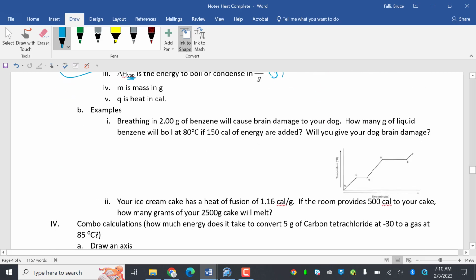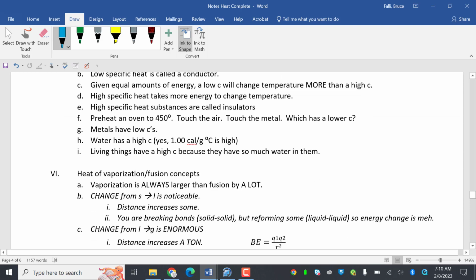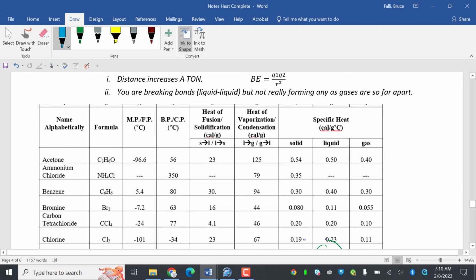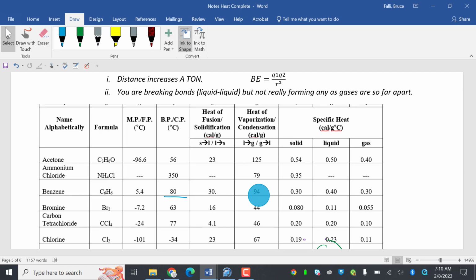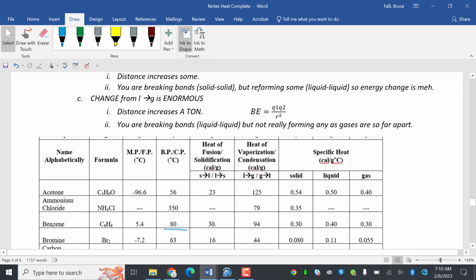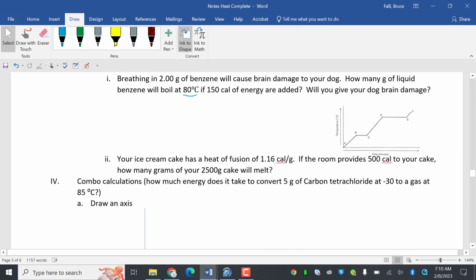Let's do a couple. Breathing in 2 grams of benzene will cause brain damage to your dog. How many grams of liquid benzene will boil at 80 if 150 calories of energy are added? Will you give your dog brain damage? Okay, so notice we're just boiling it. I assume 80 is the boiling point of benzene. So we're going to look for the boiling point of benzene, and the heat of vaporization of benzene. Heat of vaporization of benzene is 94, and boiling point is 80, just like we said.